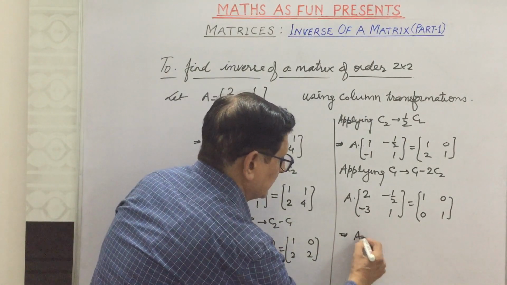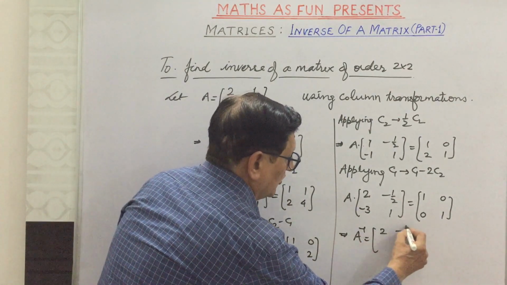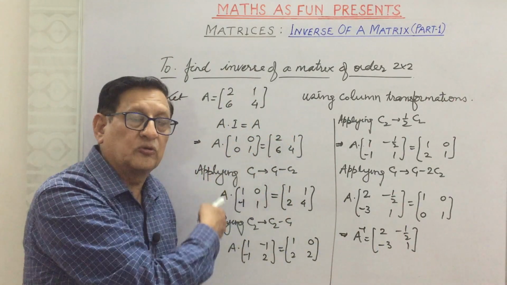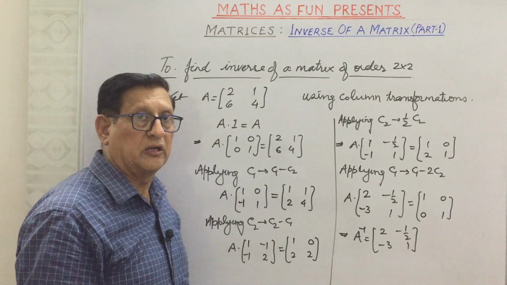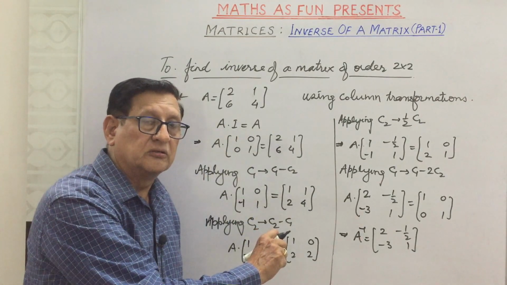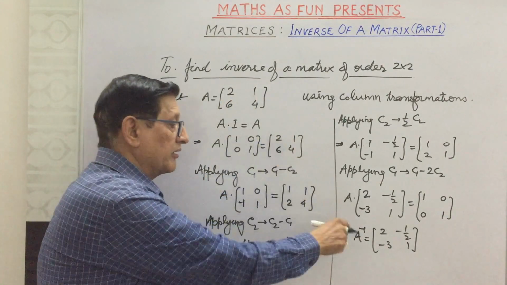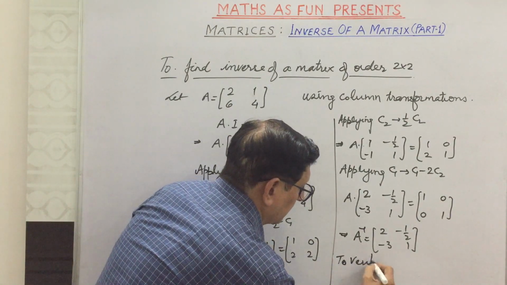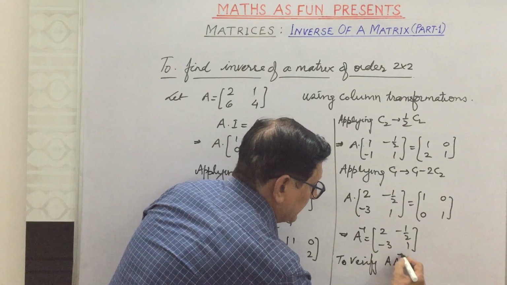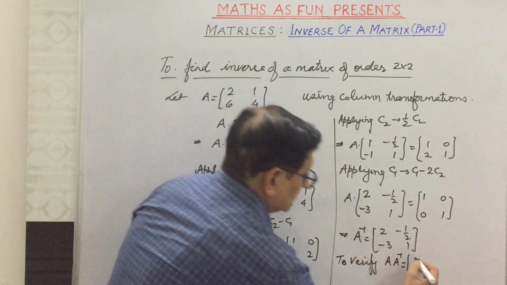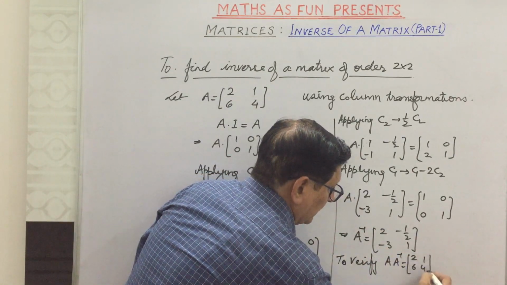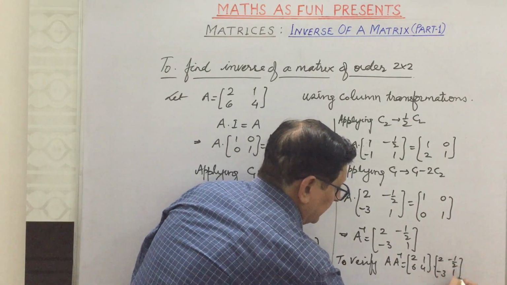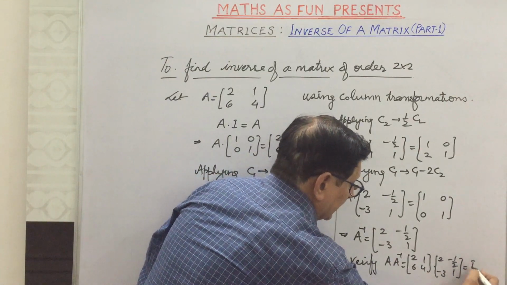Hence we can say that A inverse is 2, minus half, minus 3, 1. This is the same answer that we got by row transformation. Now we can verify our answer by multiplying A and A inverse. So we can verify, multiply A into A inverse. A is 2 1 6 4, A inverse is 2, minus half, minus 3, 1, and when we multiply we will get this as I.